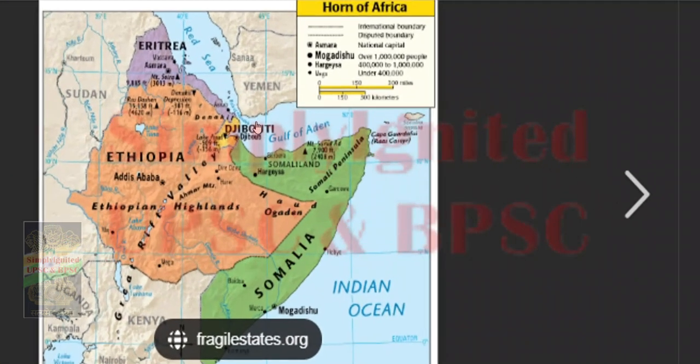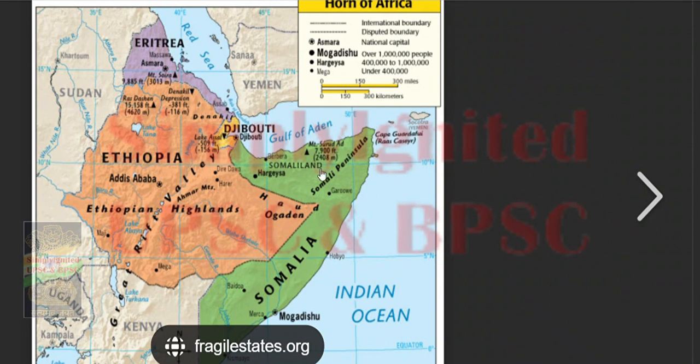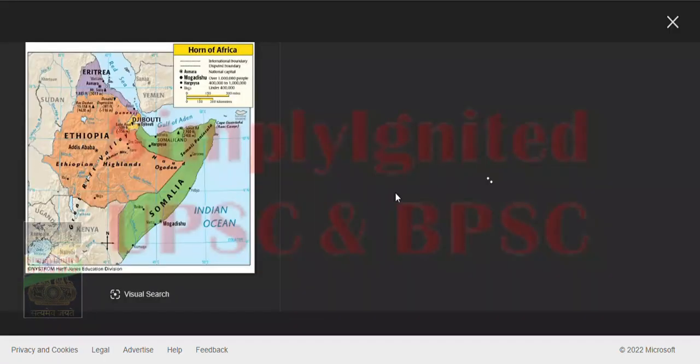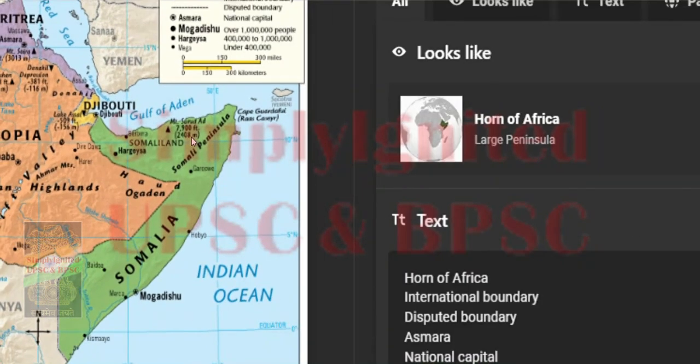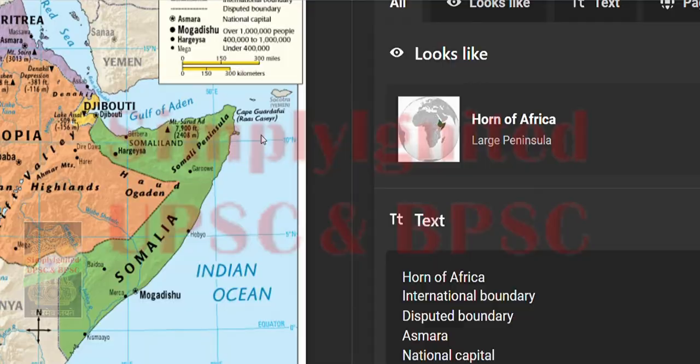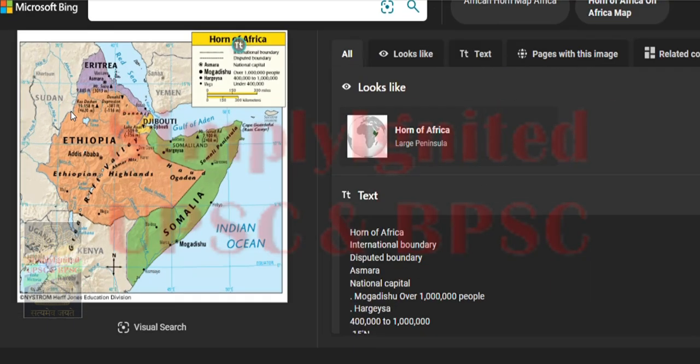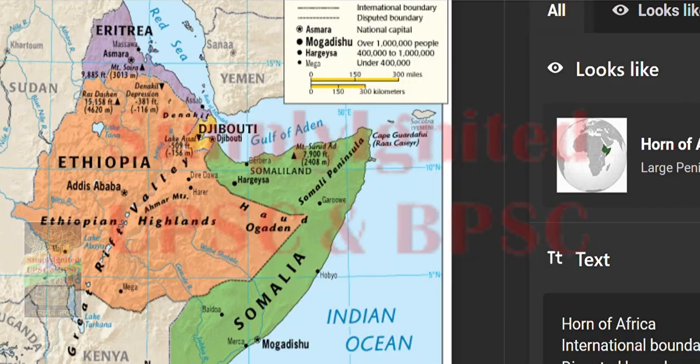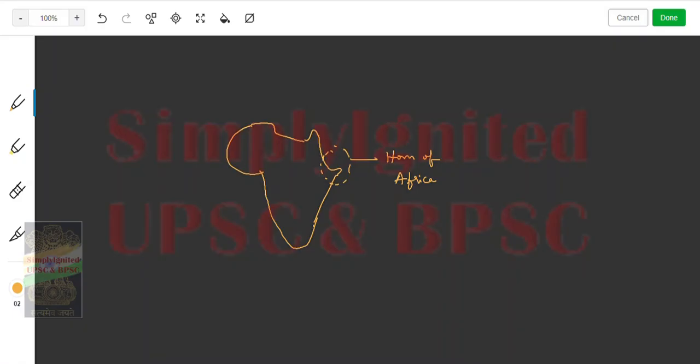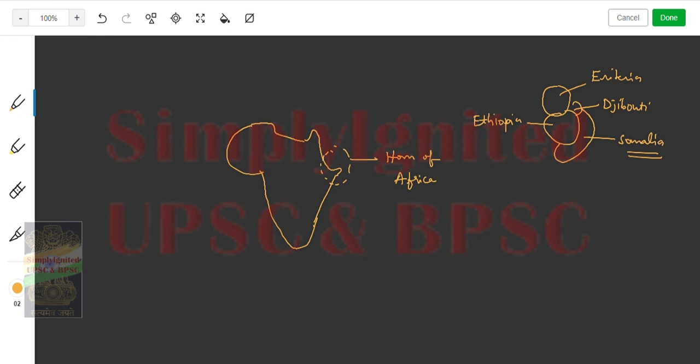Okay, so you can see Eritrea, Ethiopia and Somalia, these 3 countries, and there was one more small country, the name is Djibouti, I think. It will be somewhere here. Yeah, Djibouti. So 3 or 4 countries are there, right? Eritrea, Ethiopia, Djibouti and Somalia. So let me make the map for it. Eritrea, Ethiopia, Djibouti and Somalia.